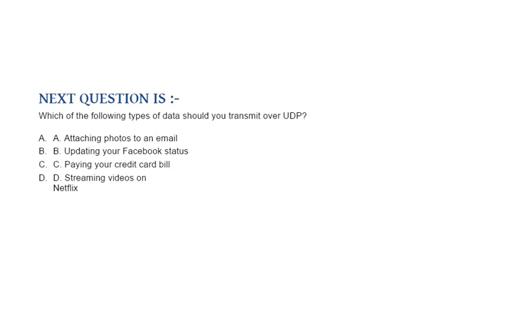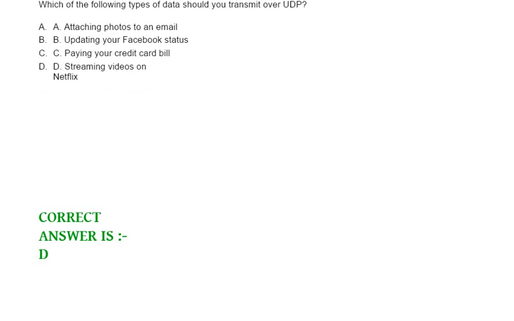Next question is, which of the following types of data should you transmit over UDP? Option A, attaching photos to an email. Option B, updating your Facebook status. Option C, paying your credit card bills. Option D, streaming videos on Netflix. Correct answer is option D.